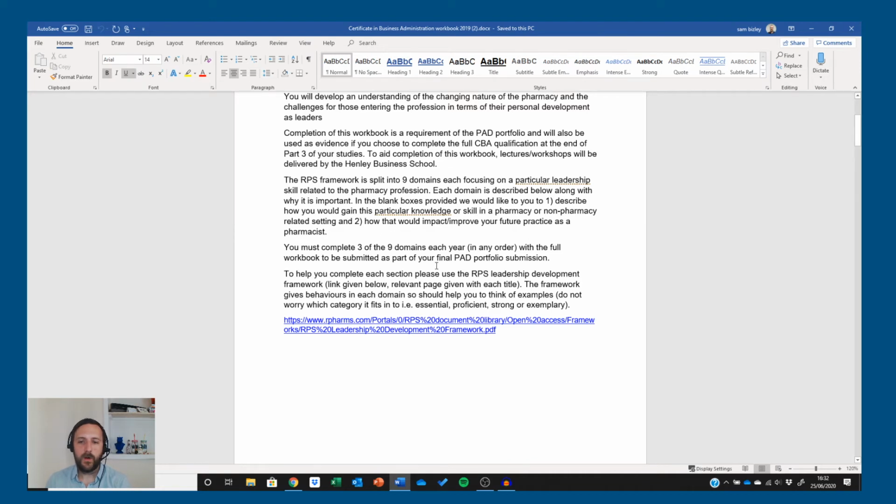Now in terms of what I expect, there are 9 domains in total, and we'll have a look at them in a minute. I would expect you to complete 3 each year. In reality, that spreads it out nicely. Which 3 you complete, I do not mind. So pick the ones that you feel you have the best chance at, or you have the knowledge at that point in time in the course.